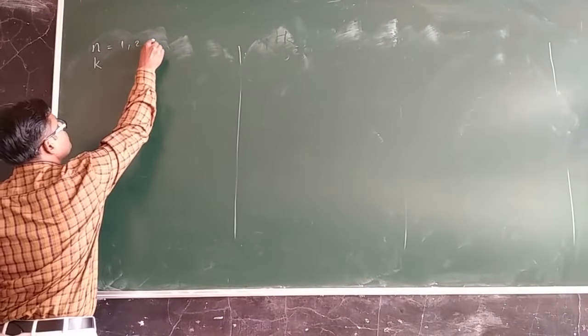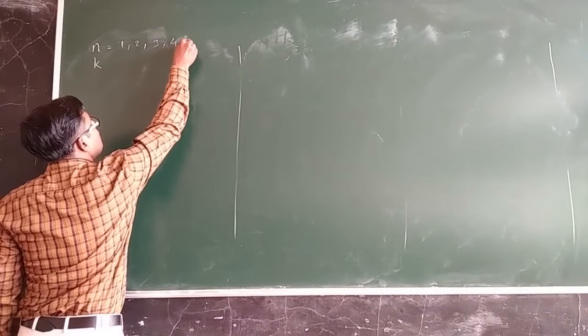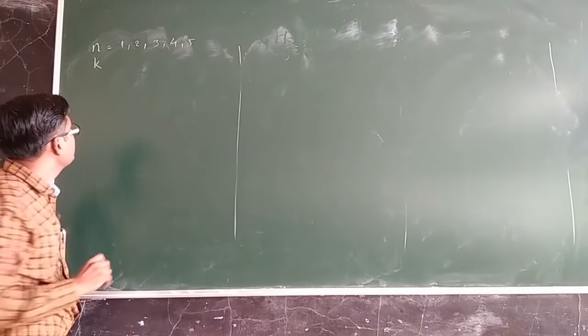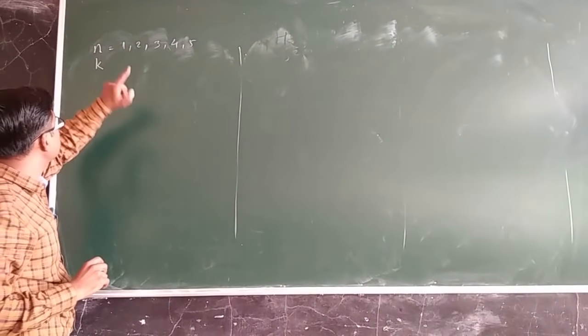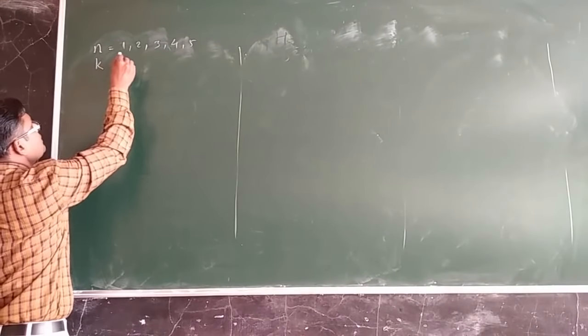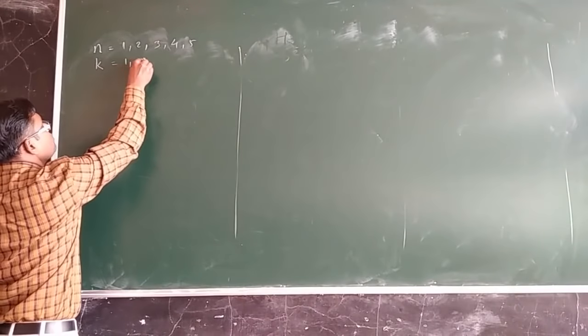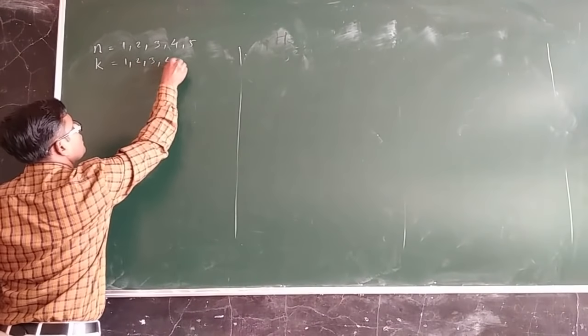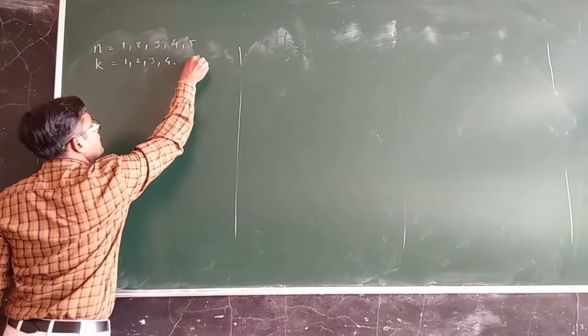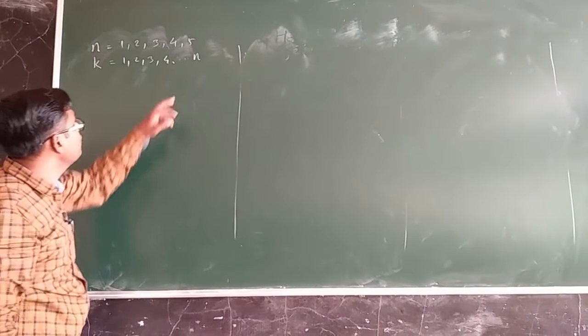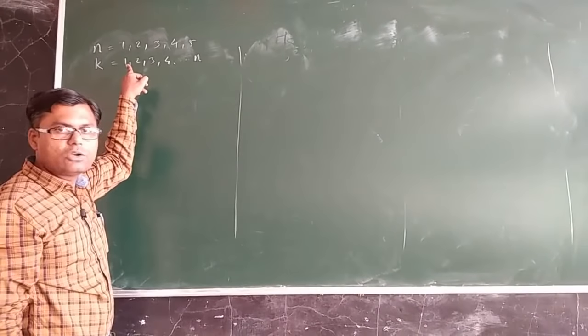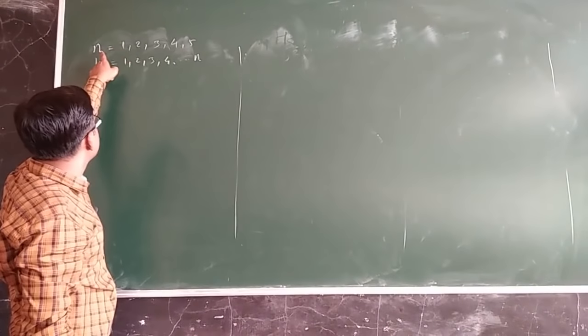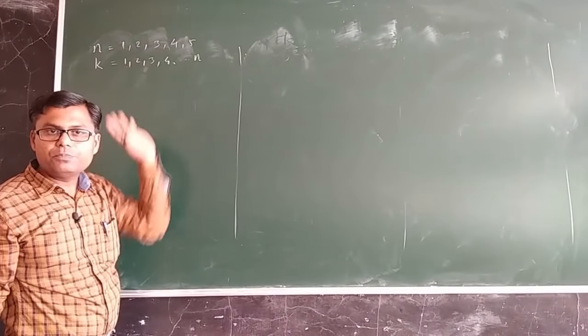The allowed values for n are 1, 2, 3, 4, 5, 6, etc. And if n is given, the allowed values for k are again 1, 2, 3, 4. How many values can it take? It can take n values. So there are n values allowed for the azimuthal quantum number, for a given principal quantum number.